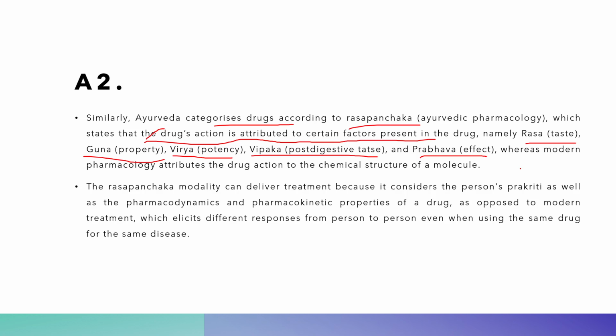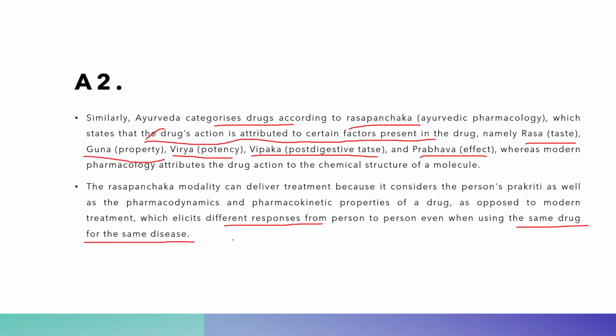Okay. So this Rasa Panchaka modality can deliver treatment because it considers the person's prakriti. Earlier we talked about prakriti, which means nature. Nature is based on tridoso qualities, as well as the pharmacodynamic and pharmacokinetic properties of a drug, as opposed to modern treatment, which elicits different responses from person to person even when using the same drug for the same disease. Now you are getting to understand, I guess, because we have been talking about personalized therapy. If two patients' tridoso qualities are different, then the effect of the drug is also different. That's called pharmacodynamics.